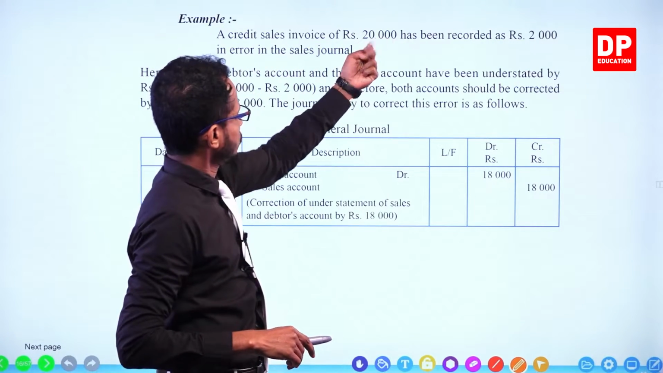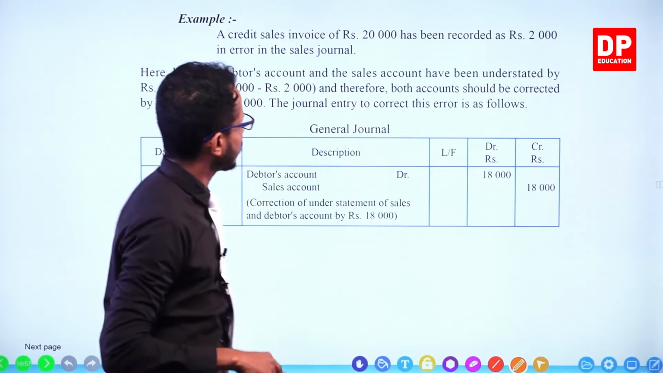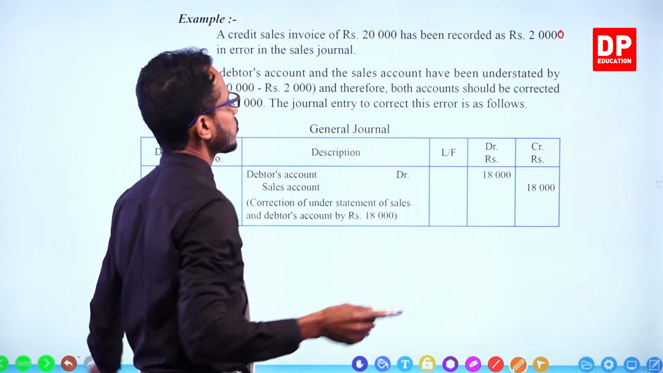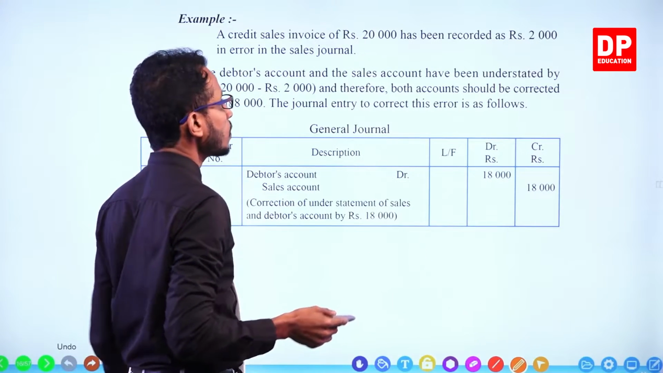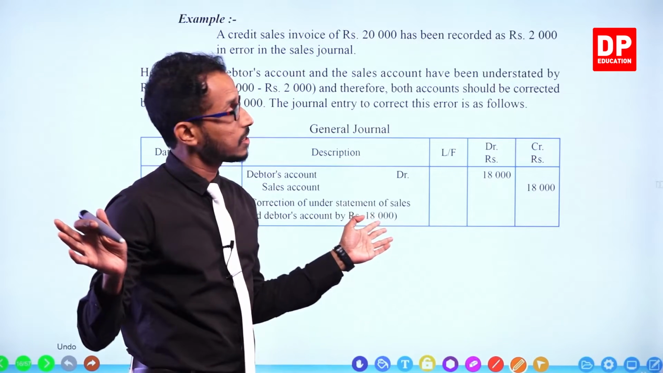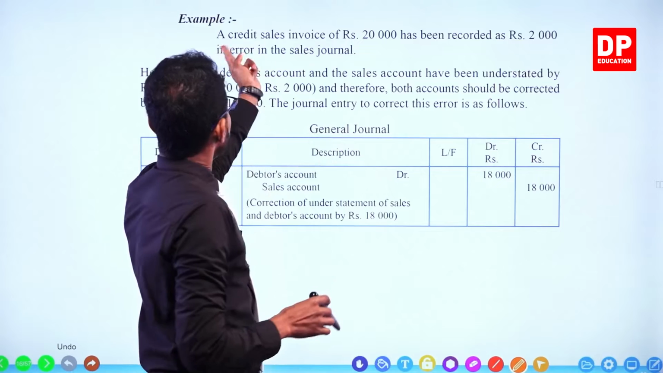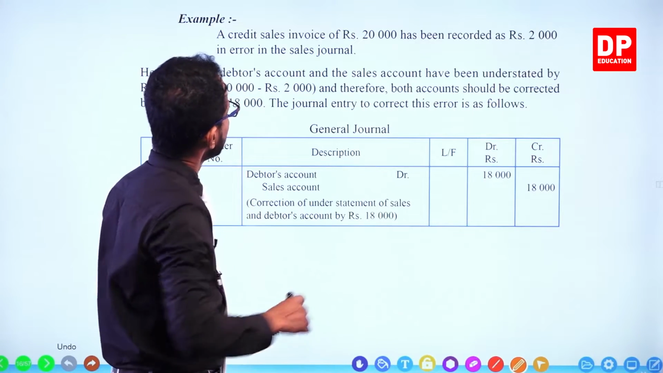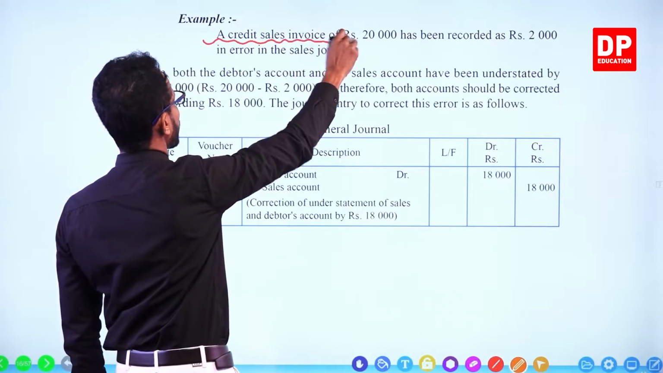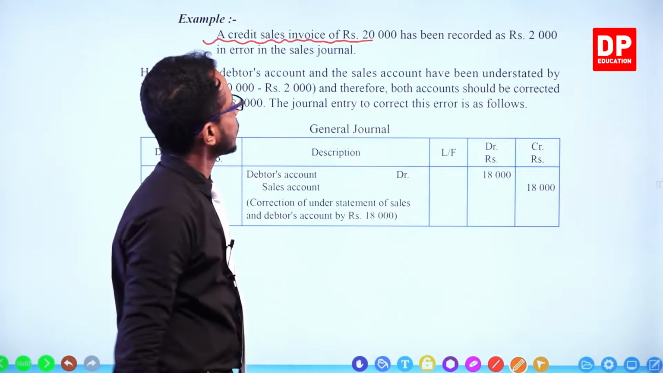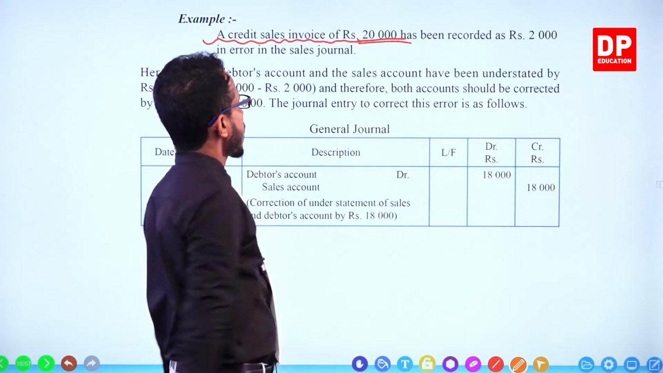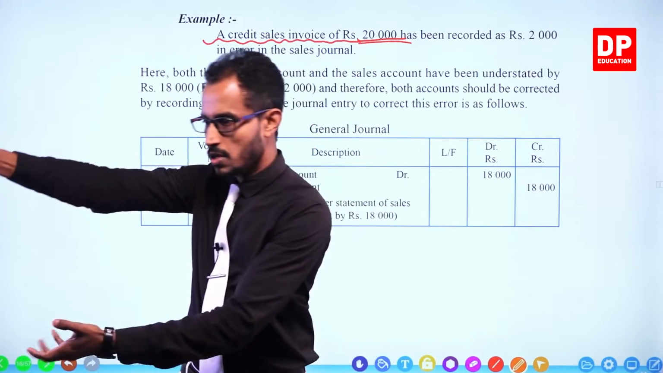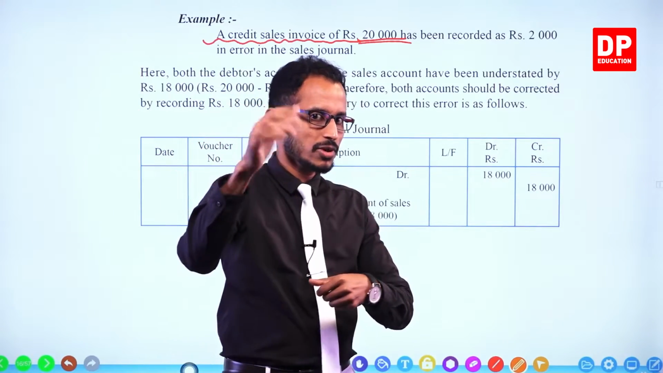A credit sale invoice of 20,000 has been recorded as 2,000. One zero less. There should be another zero here, but the bookkeeper has forgotten, or has not recorded the correct value. Credit sale invoice, it's 20,000, a credit sale, which means we are selling goods to our customers but we are not taking cash, so cash is not involved.